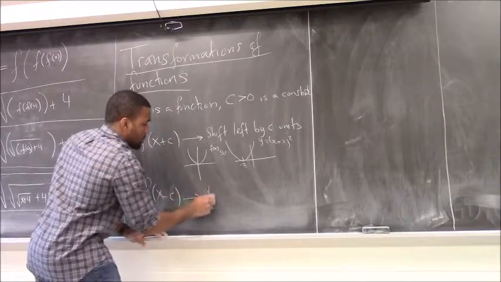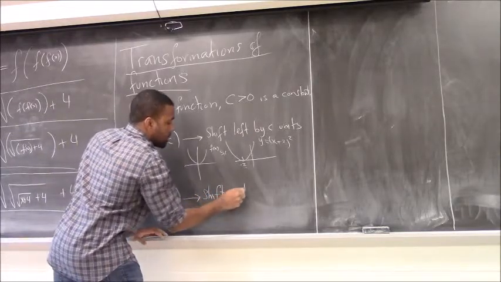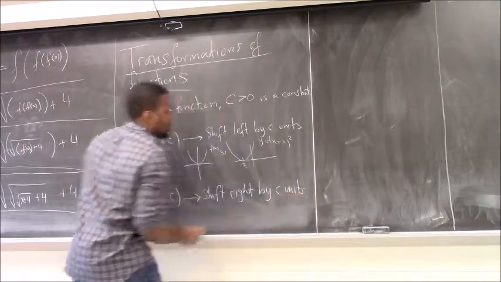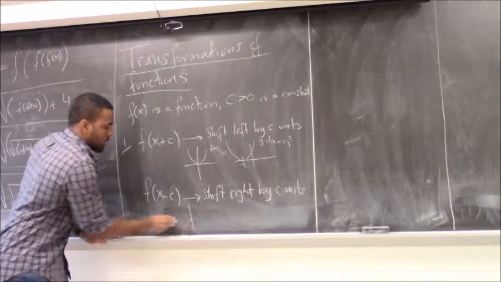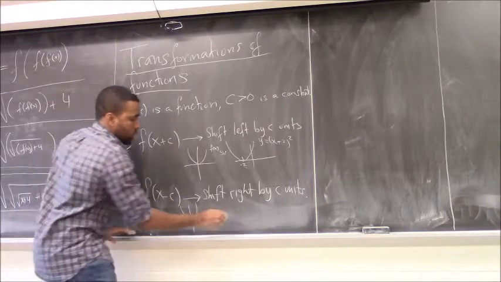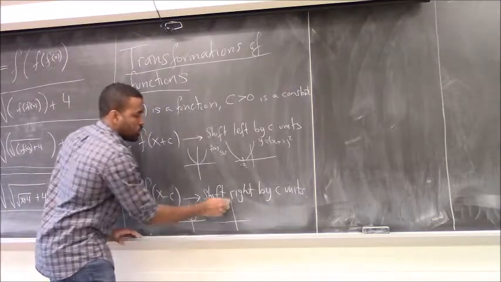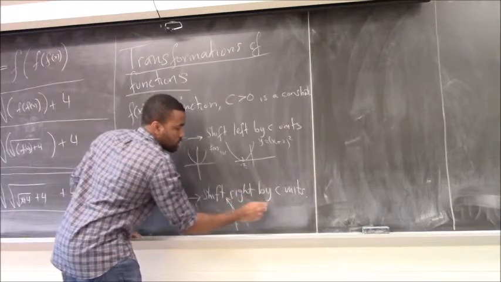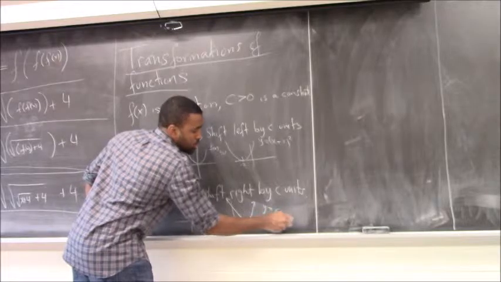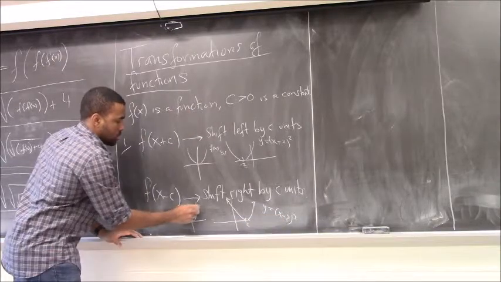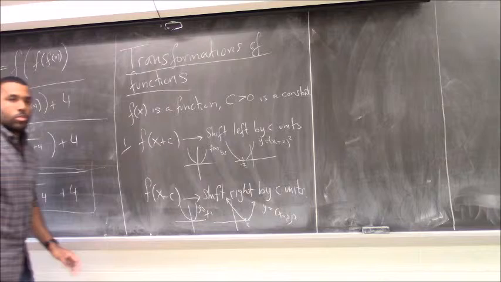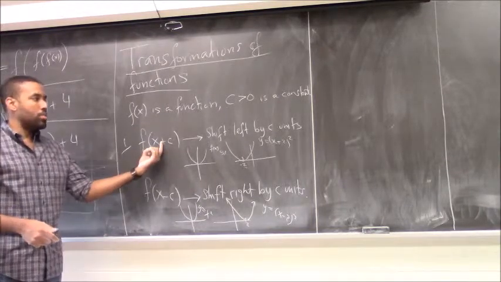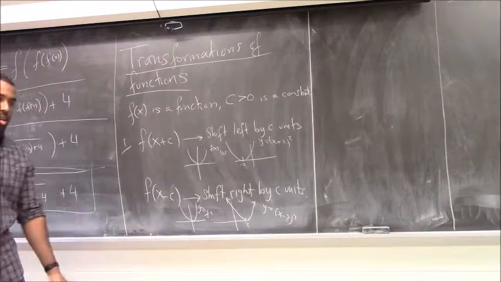Similarly here, this is shift right by c units. So if you have something like y equals x squared, and you're looking for y equals x minus 2 all squared, that actually shifts to the right by 2. This is y equals x minus 2 all squared. Right, so if you manipulate the x by adding or subtracting something, it shifts to the left if you add something, and it shifts to the right if you subtract something.